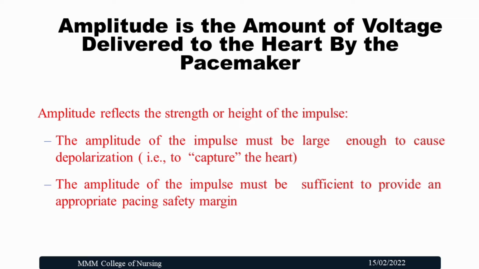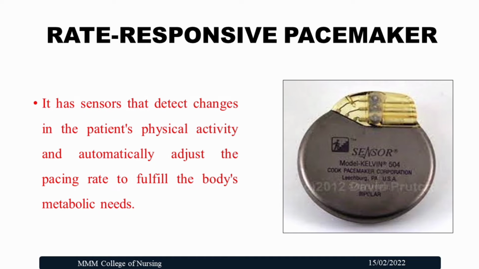The impulses must be large enough to cause depolarization, for example, the capture of the heart. The amplitude of the impulses must be sufficient to provide an appropriate pacing safety margin. A rate responsive pacemaker has sensors that detect changes in the patient's physical activity and automatically adjust the pacing rate to fulfill the body's metabolic needs.